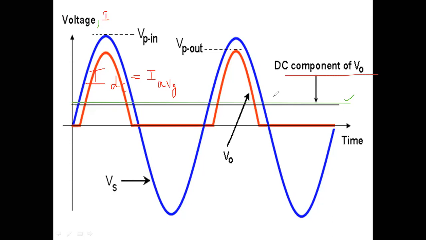So one thing you have to remember is that we are taking the average value. It gives us the DC component, and I am calling it IDC. IDC means output current. Why?